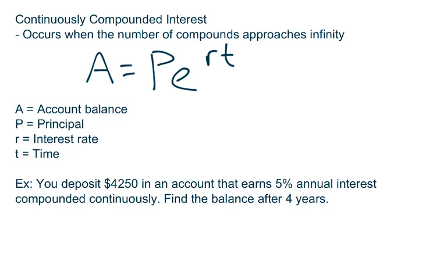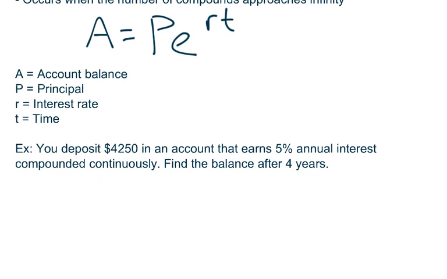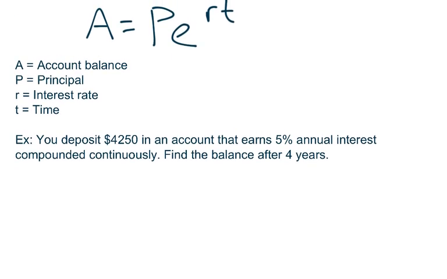Okay, so we got an example here. You deposit $4,250 in an account that earns 5% annual interest, compounded continuously. Find the balance after 4 years. So we're going to keep that Pe^(rt) formula, and we're just going to plug in what we know. 4,250, that's going to be our principal, that's what we're starting with. 5% is going to be our rate, but that needs to be a decimal, so 5% as a decimal is 0.05. And then the last thing that we need to know is the time, 4 years, and that'll be T.